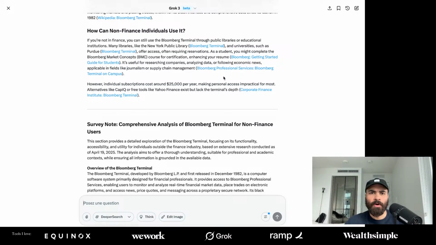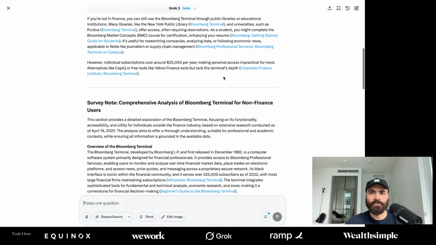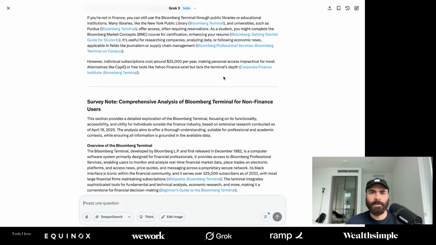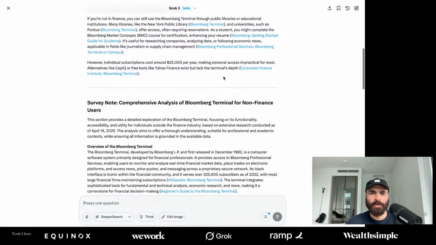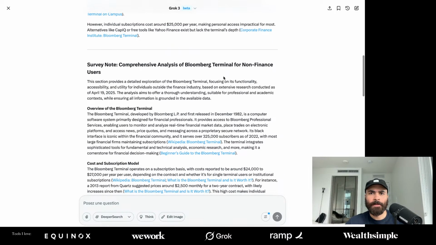Such as Purdue offers access, often requiring reservations. As a student, you might complete the Bloomberg Market Concepts, useful for researching companies, analyzing data, or following economic news, applicable in fields like journalism or supply chain management. Personal access impractical for most. Alternatives like CapIQ or free tools like Yahoo Finance exist but lack the terminal's depth.